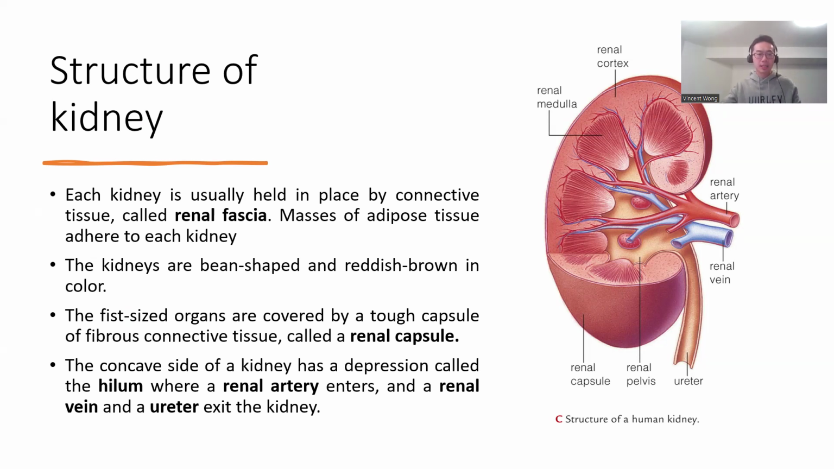The kidneys are bean-shaped and reddish brown in color. And it's not too big, okay? It's a little bit bigger than your fist, and it's covered by the renal capsule, as I told you. The concave side of the kidney has a depression, which we call the hilum, and that's where the arteries and the veins, as well as the ureter, are going in and coming out.